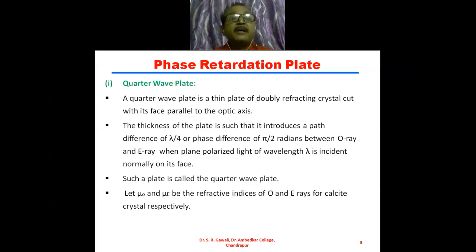So what is the quarter wave plate? It will introduce the path difference of quarter wavelength, means lambda by 4, and this path difference of lambda by 4 is equivalent to the phase difference of pi by 2 radian between the ordinary ray and extraordinary ray. Such a plate is called the quarter wave plate.